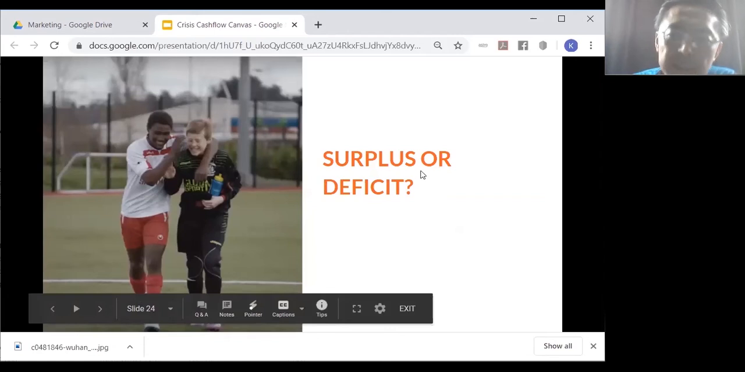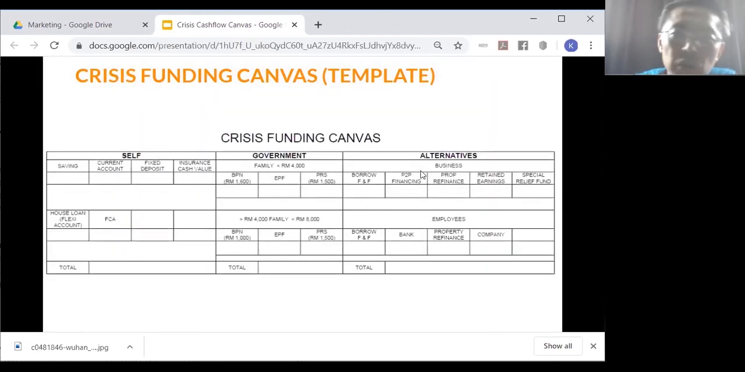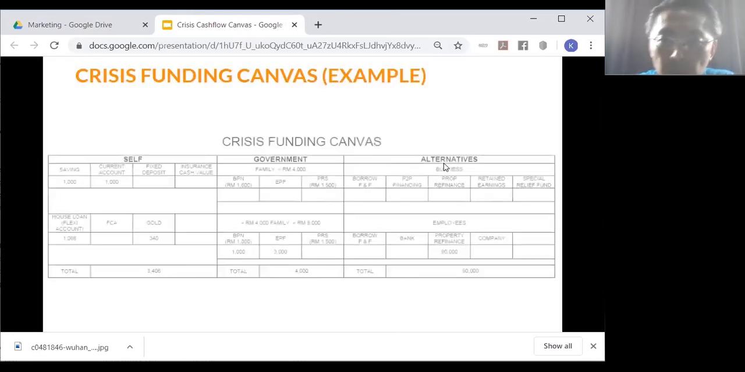But what if you have a deficit? If you have a deficit, the next thing you need to do is find out where all your emergency funds are, the money that you have put away. So I developed this crisis funding canvas, and it's split into 3 categories. What you have as emergency fund for yourself, what the government is giving, and then the alternative. You want to access the self and the government first, and the alternative is really on a need basis, last resort. So let me share with you the example that I went through with my client.